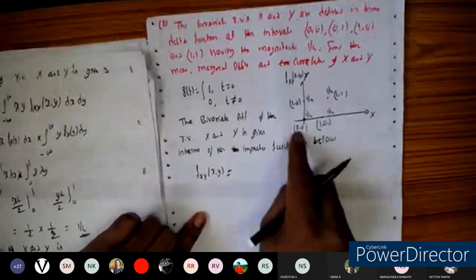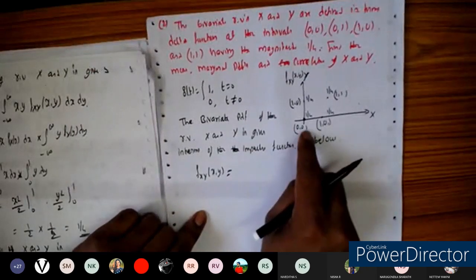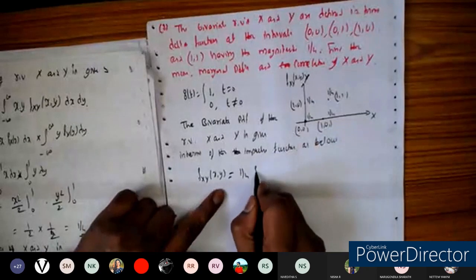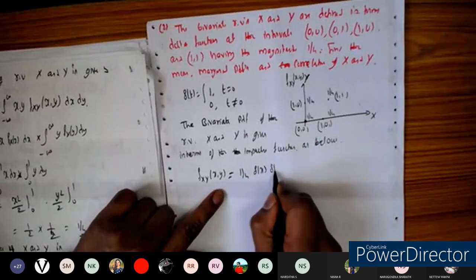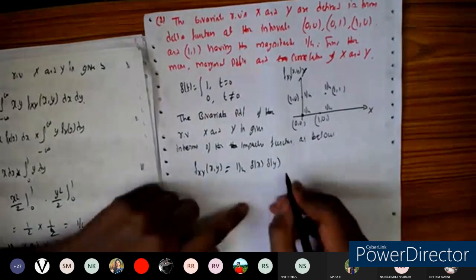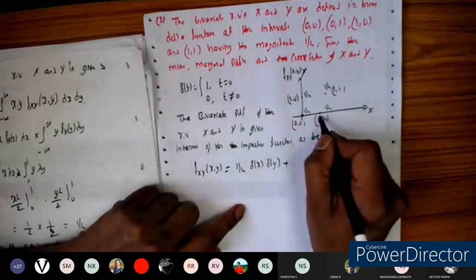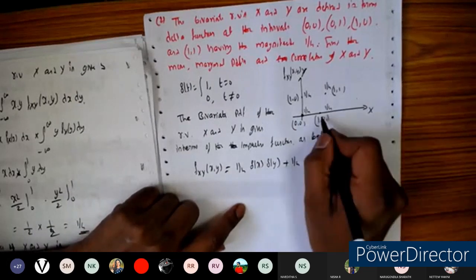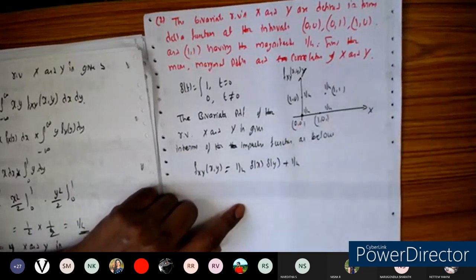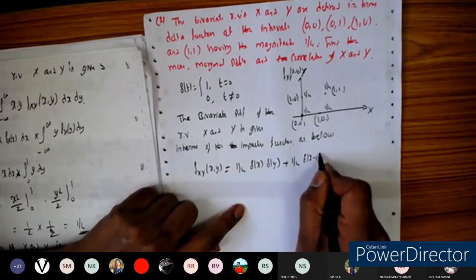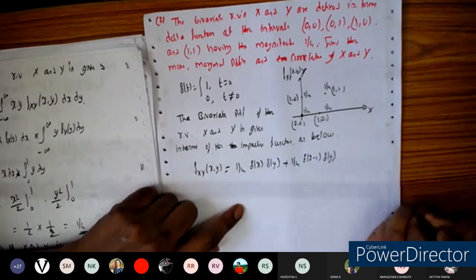So right now, at x equal to 0, y equal to 0, the corresponding amplitude is 1/4. I am going to define it in terms of joint impulse functions: 1/4 delta of x into delta of y, plus at x equal to 1 and y equal to 0, we have 1/4. At x equal to 1, send 1 to this side, so it becomes delta of x minus 1 into delta of y.